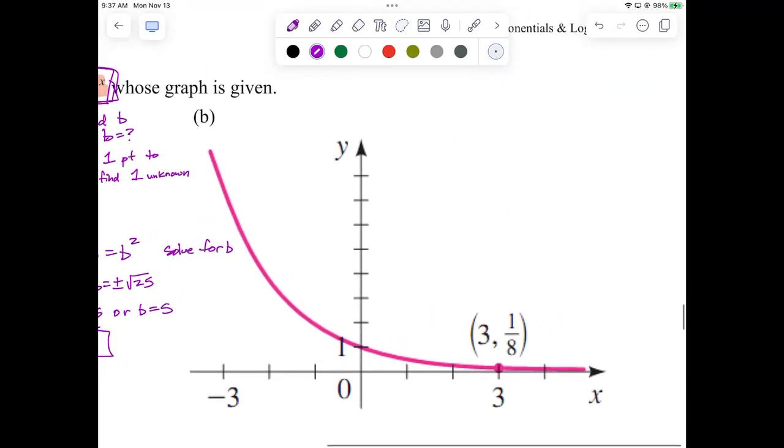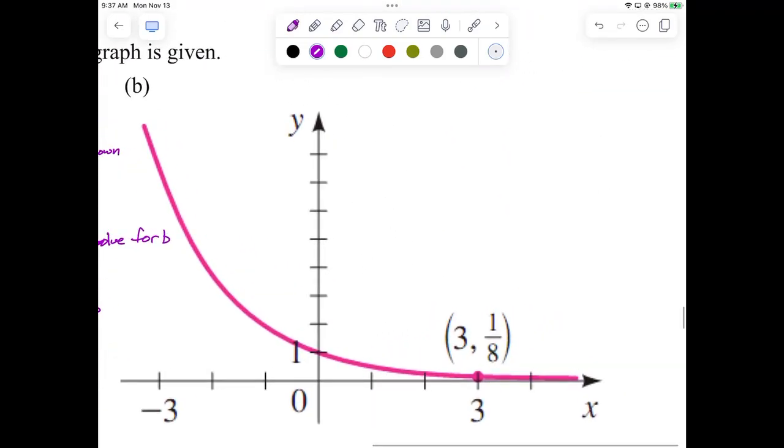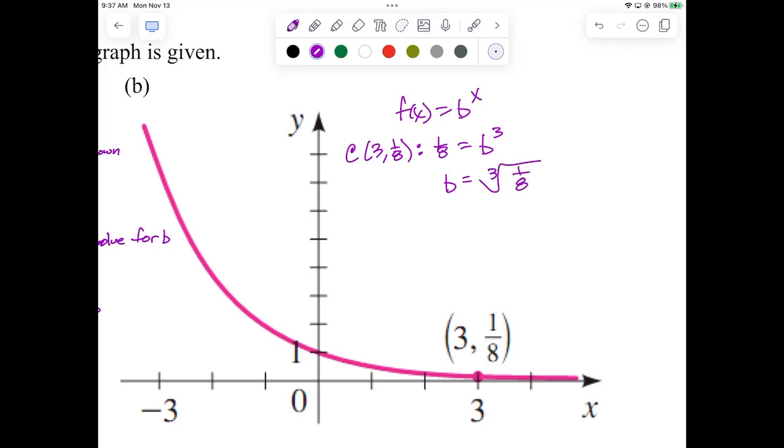All right, let's do (3, 1/8). This one is going to be exponential decay. So we take our template, f of x equals b to the x, and we say at the point (3, 1/8), that says that we're plugging it in. We get 1/8 for f of x. It equals b to the third. And now we take the cube root of both sides. When I take the cube root of a number, do I consider plus or minus? No. Now what's the cube root of 1/8?